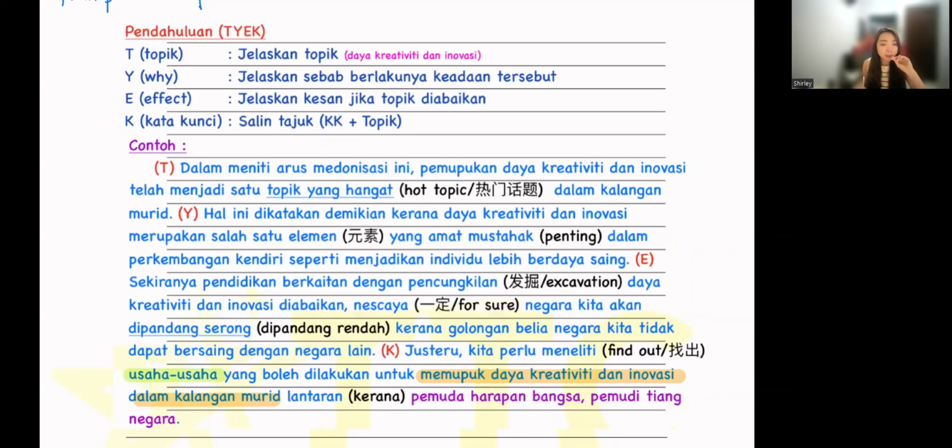Lantaran pemuda harapan bangsa, pemudi tiang negara. This is a peribahasa lah. The peribahasa is just telling you that, okay, teenagers, golongan belia, they are the future pillars of the country. So this is how we do the TYEK. Okay, very simple, right? If you know about the techniques, then you know how to apply TYEK. Always ask yourself questions regarding TYEK.